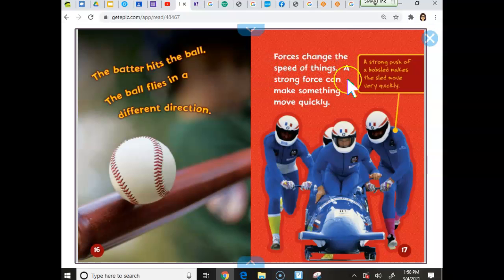Forces change the speed of things. A strong force can make something move quickly. A strong push of a bobsled makes the sled move very quickly. We have a little reader that we're going to read Monday that has a bobsled team on the front. They know a lot about force and motion.